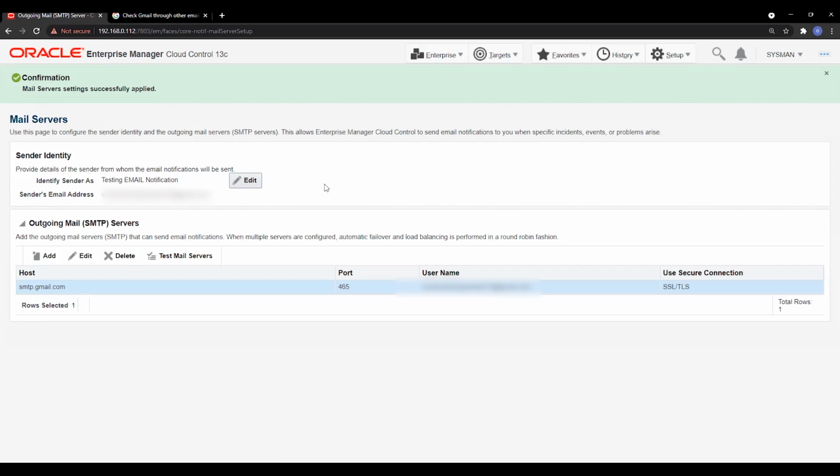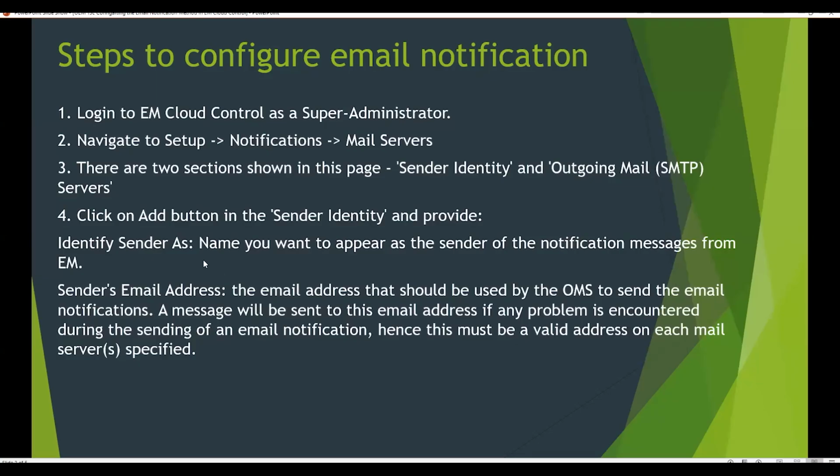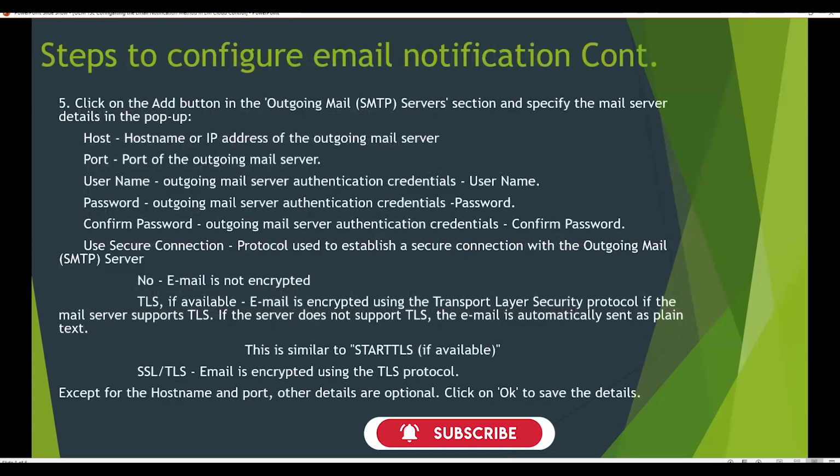Once this is done, I'll go back to my documentation. What it is saying is there are two sections that we need to configure. The sender settings we have already done, and the outgoing mail setting is also done. These parts are already done, and we need to move further. The next step is to click on the add button. The outgoing mail server configuration I already showed you.